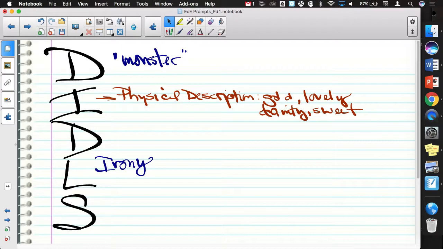Juxtaposition. How would you explain juxtaposition? Side-by-side comparison. Okay, I would agree with you, it's a side-by-side comparison of things that you normally would not associate. So the idea that dainty and sweet are associated with a monster, those things juxtapose one another. So juxtaposition would be a possibility that you can use.